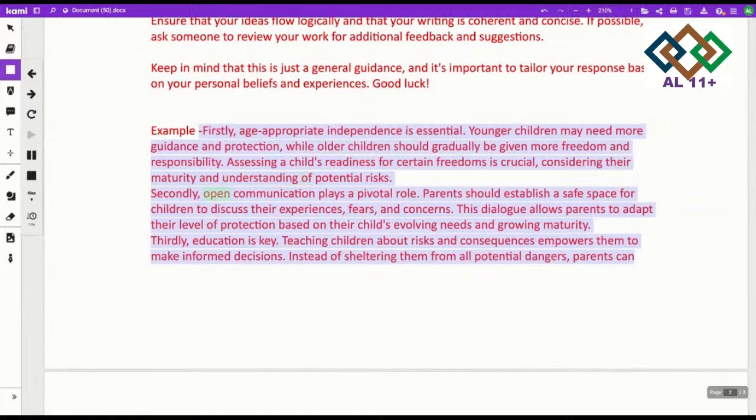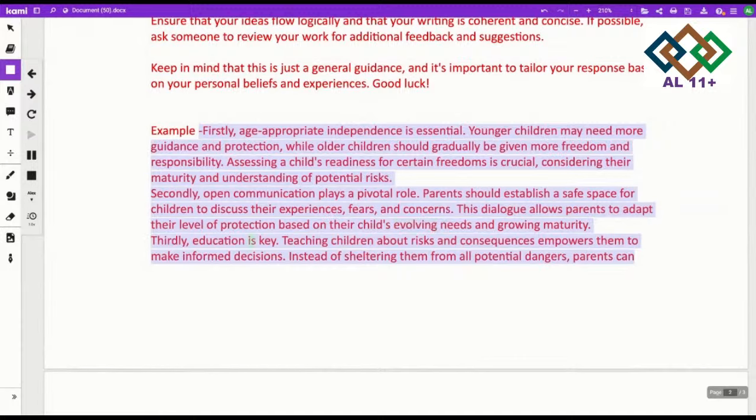Secondly, open communication plays a pivotal role. Parents should establish a safe space for children to discuss their experiences, fears, and concerns. This dialogue allows parents to adapt their level of protection based on their child's evolving needs and growing maturity.